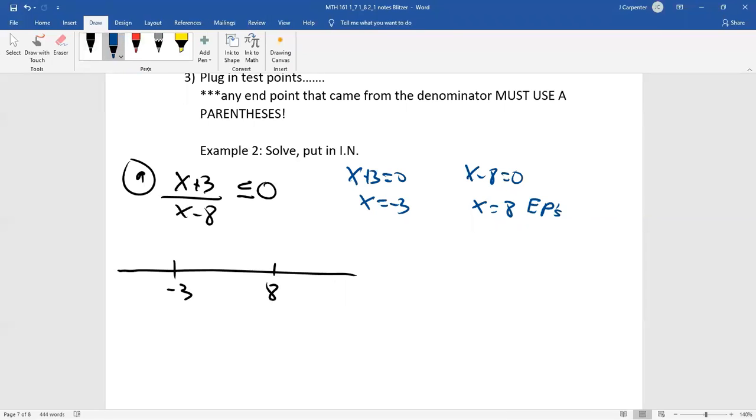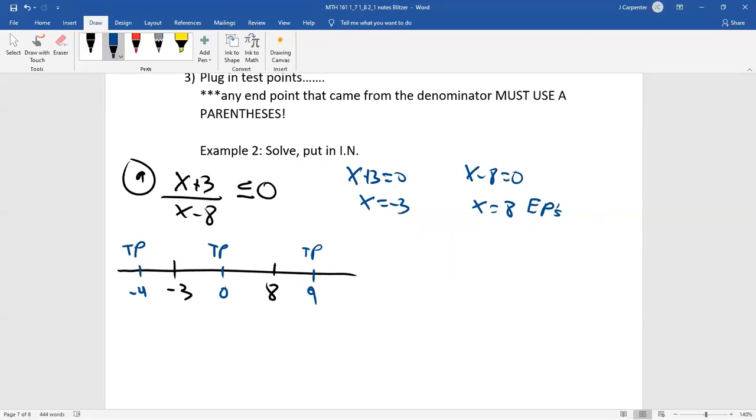Now for the test points, we need a number to the left of negative 3. Negative 4 sounds like my kind of test point. We need a number between negative 3 and 8. You could use negative 2, you could use 7, you could use 1, but I like using 0 whenever possible. And then I need a number to the right of 8. I'll go with 9. These blue numbers are my choice. You can make any choice you like as long as they are in that correct range of values. Then we plug them in, and we see whether we get a true or false statement in the original inequality.